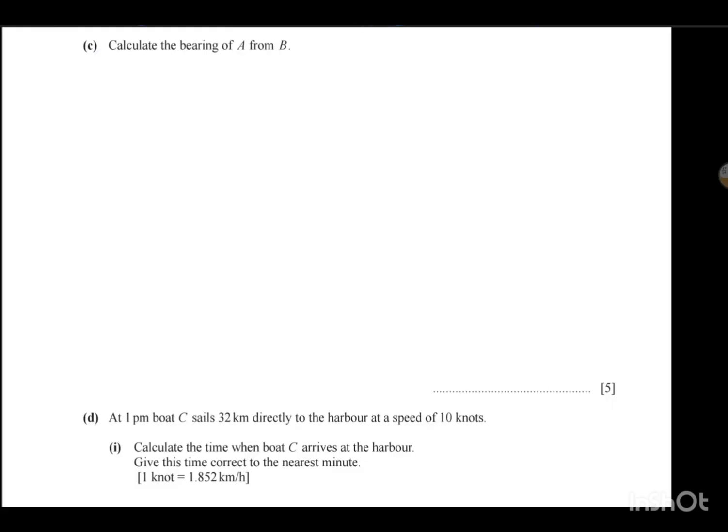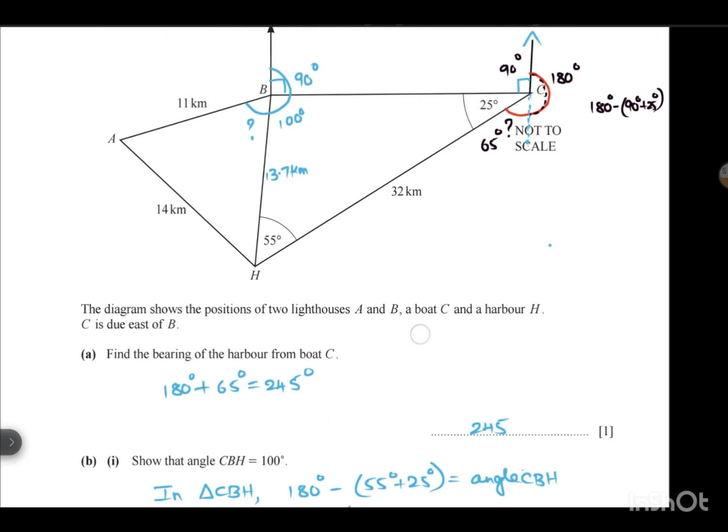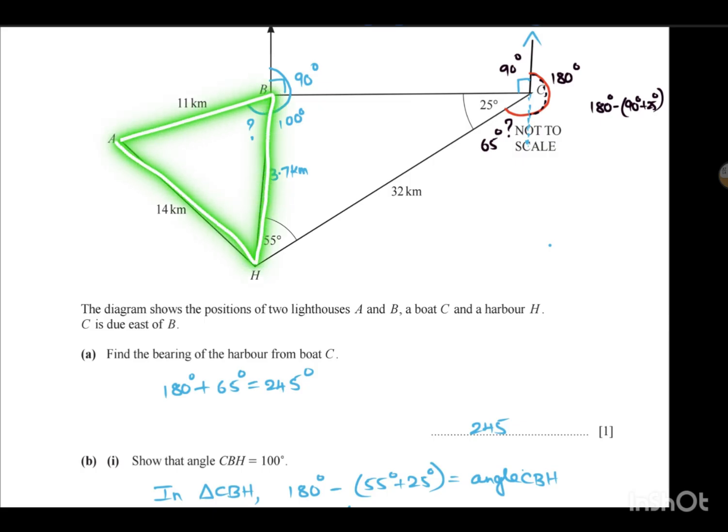Question number C. Calculate the bearing of A from B. Let us see the diagram once again. So we know this is 90 degrees, this is 100 degrees, and we need to find this angle. Then we will know the bearing of lighthouse A from lighthouse B. Now in this triangle ABH, we know this side, and we know the third side also. Using the cos rule, we can find out this angle. So which cos rule will we use?